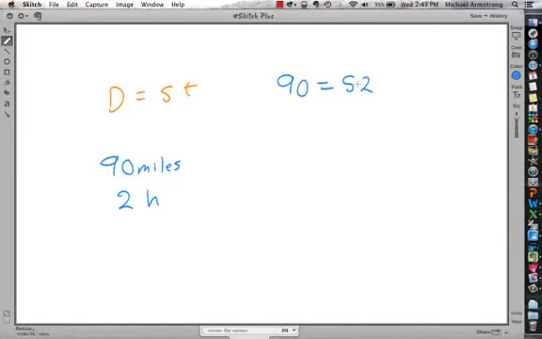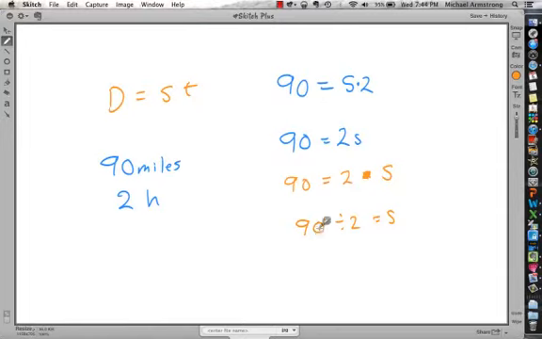Now usually in algebra we don't write the letter and then the number, so it would be better if we rewrite that. 90 equals 2s. S times 2 is the same as 2 times s, so I'm allowed to do that. So 90 equals 2 times s. What can I do to figure out 90 equals 2 times s? So the opposite of multiplication is division. So 90 divided by 2 equals s.